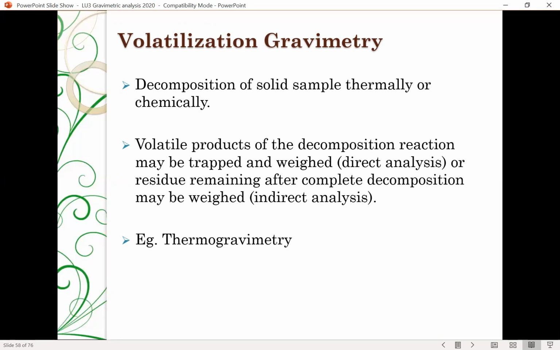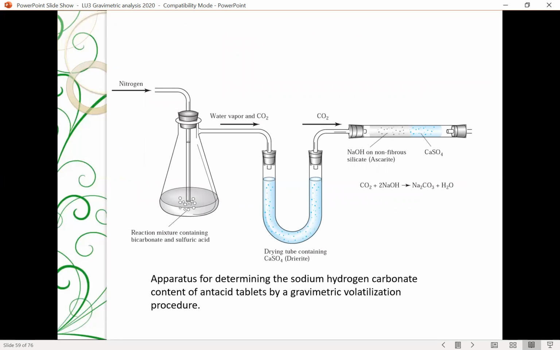For direct analysis, we trap the volatile product and we weigh the volatile product. So this is called direct analysis. Another analysis is indirect analysis, where we weigh the residue remaining after complete decomposition, and then from the calculation, we can calculate the mass of our volatile product. So this is what we call indirect analysis. Thermogravimetry is an example of volatilization gravimetry.